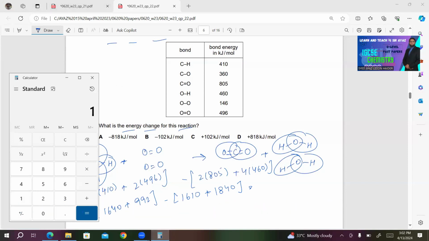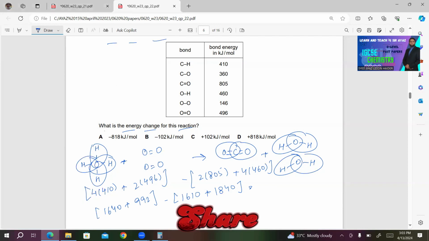So 1640 plus 992 gives 2632, minus 1610 gives 1022, minus 1840. The answer must be minus 818. So A must be the right answer for this question.